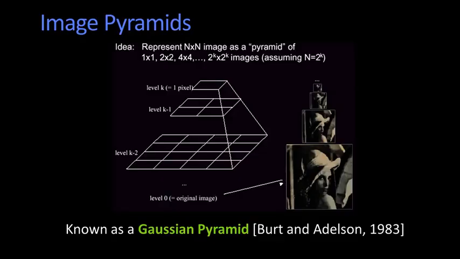Image pyramids, the phrase was popular back in the late 70s, early 80s. The paper that made it really famous was by Burt and Adelson, the same Ted Adelson that I showed you an example of from before in terms of some visual illusions. And they built something called a Gaussian pyramid. And a Gaussian pyramid is just this reduction, just like I told you before.